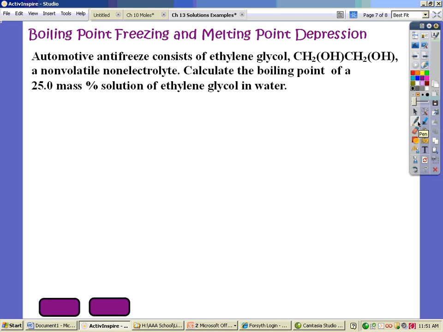Okay, so I got 25% by mass, the solution of ethylene glycol. Let's start out with our formula here. I know, and I'm looking for what, boiling point? So I know that the change in the boiling point is equal to im, which is molality, and then Kb, which is our constant.